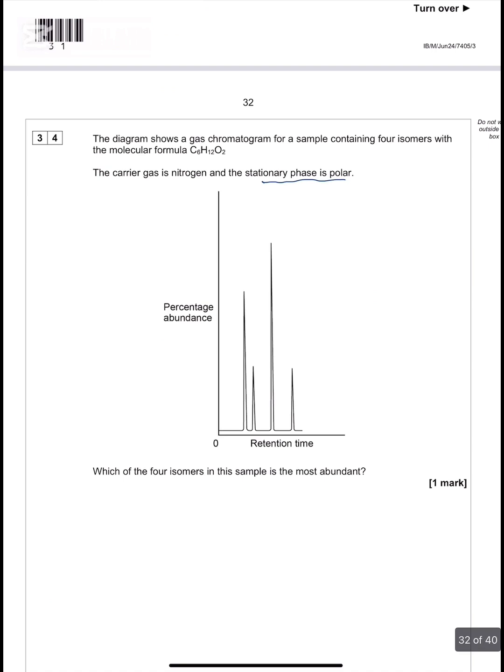This diagram shows a gas chromatogram for a sample containing four isomers with the same molecular formula. The carrier gas is nitrogen and the stationary phase is polar. So this is important information: the stationary phase is polar, which means that the more polar the compound, the more it will be retained in the stationary phase, meaning the retention time will be longer. So the one with the highest retention time here will be the most polar one, and the one with the highest abundance is the second most polar.